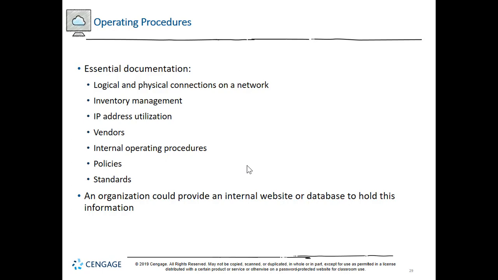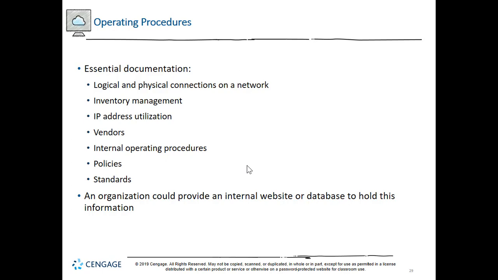Also take a look at your address utilization. Computer networks are able to communicate with each other by the use of IP addresses, like 192.168.100.1, 192.168.100.2. You want to, especially for your servers and your printers, keep track of those that you statically assign and keep track of those that you may dole out via DHCP.